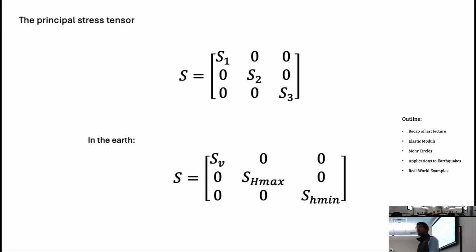Does anyone remember why there's always a vertical and two horizontal stresses? What's the reason for that? Why is the principal stress tensor always oriented like this in the Earth? Air. Yeah. Air is a fluid. Yes. Good job. The reason is because air is a fluid, and fluids don't support shear stresses. A fluid cannot support a shear stress. If you think about the physics of it, it just doesn't make sense. And so because of that, there's zero shear stresses at the surface, and so that must be a principal stress.